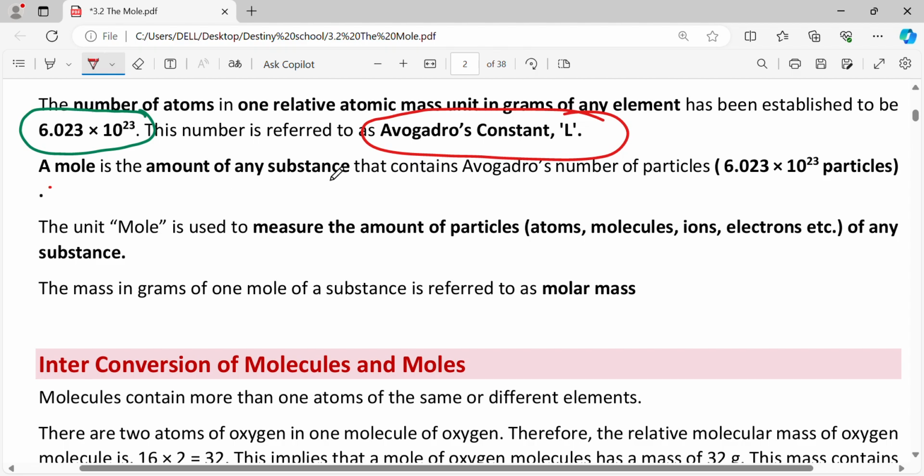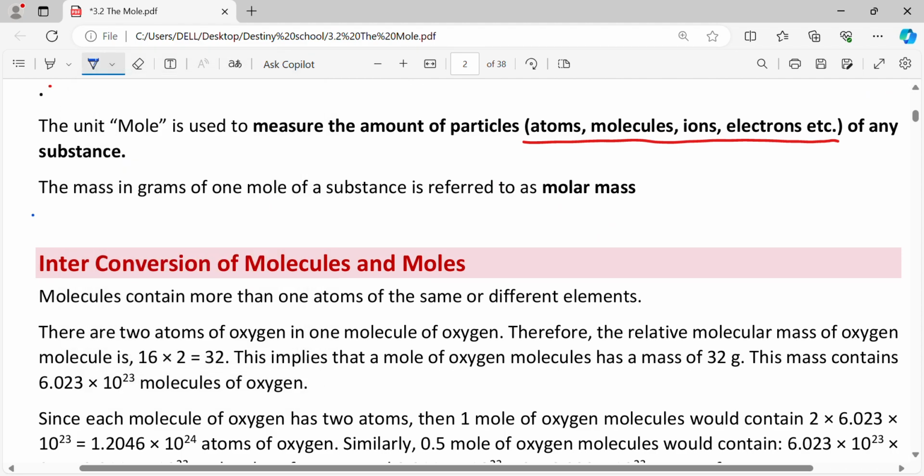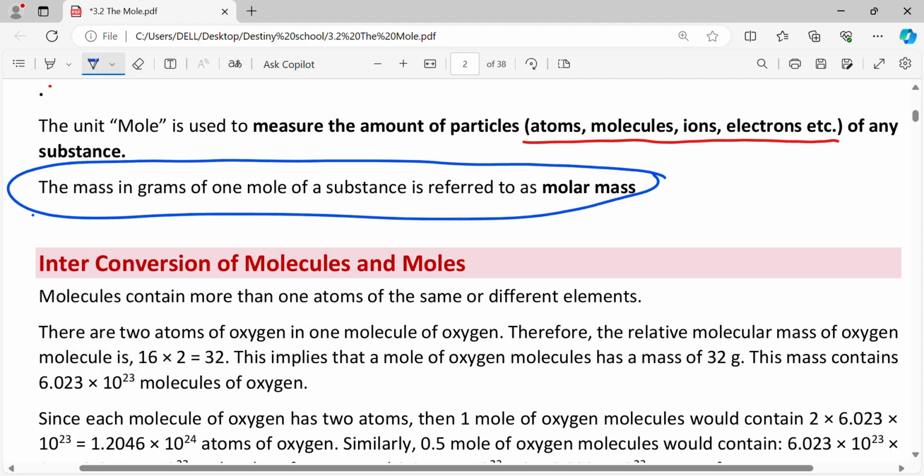A mole is the amount of any substance that contains Avogadro's number of particles, whatever I've just explained. So it can be 6.023 times 10 raised to 23 atoms, molecules, ions, or electrons. Then there is another thing that is very, very important that you need to learn about.